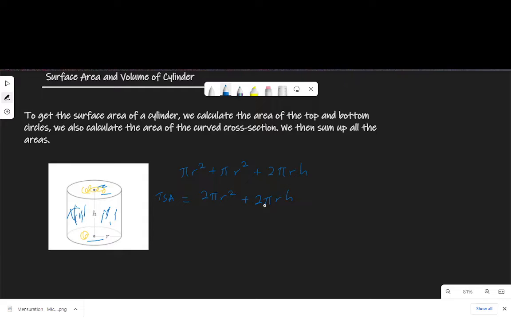Now, we can factorize something here. We have 2 pi r here. We have also 2 pi r here. So 2 pi r is common.